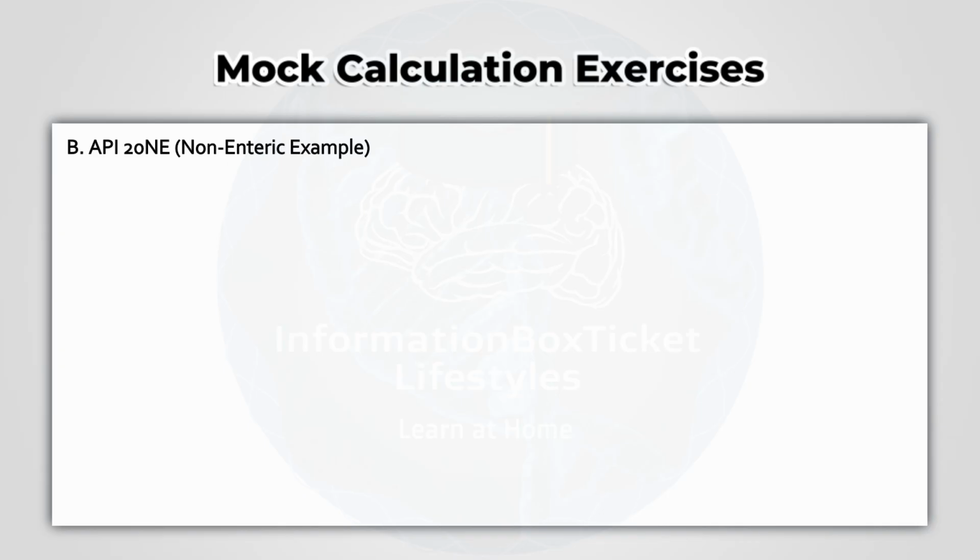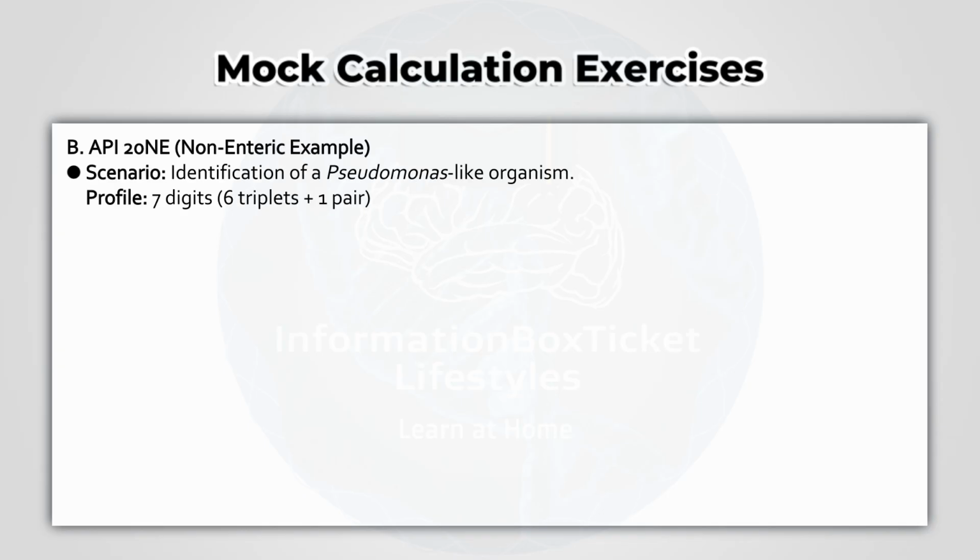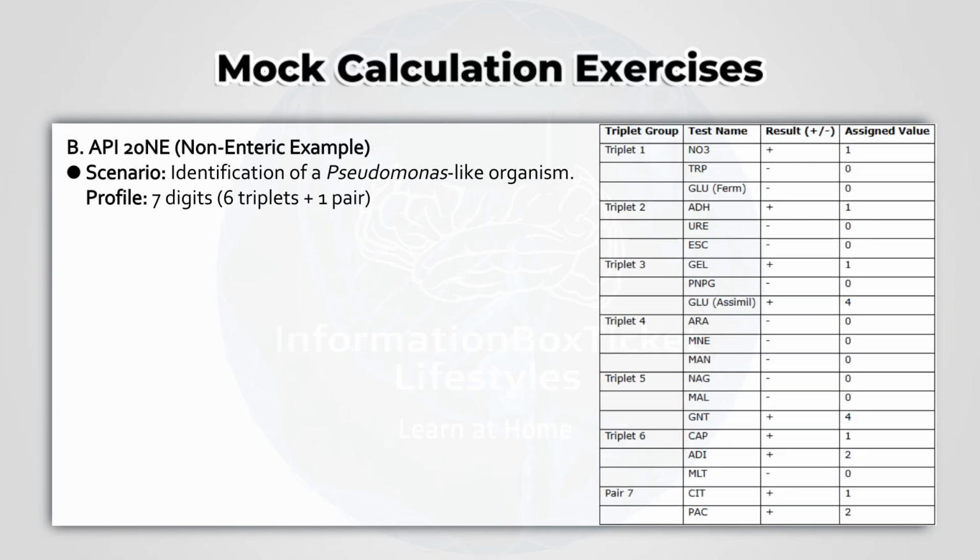B: API 20NE non-enteric example. Scenario: identification of a Pseudomonas-like organism. Profile: 7 digits, 6 triplets plus 1 pair. Now let's calculate the numerical profile for the non-enteric organism using the API 20NE system. Triplet 1, NO3 is positive, so it gets a value of 1. TRP is negative, 0. GLU fermentation is also negative, 0. Adding these gives the first digit, 1. Triplet 2, ADH is positive, giving 1. URE is negative, 0. ESC is negative, 0. So the second digit is 1.